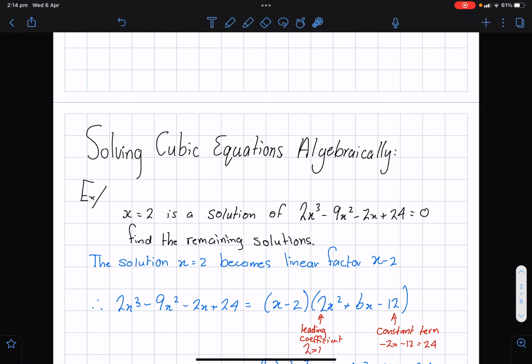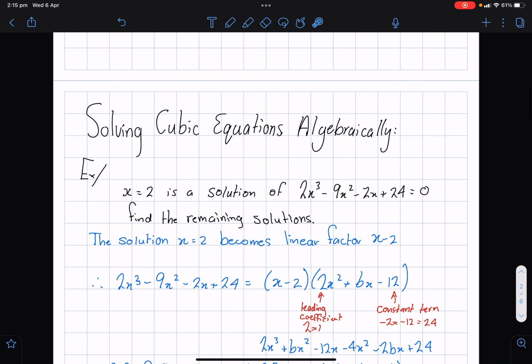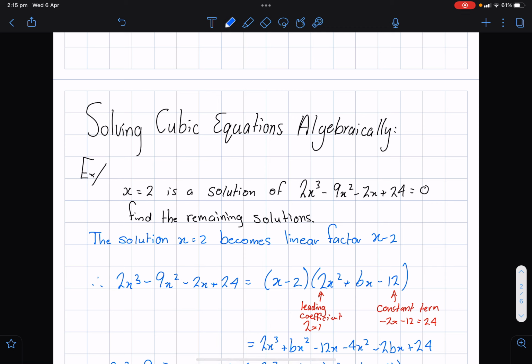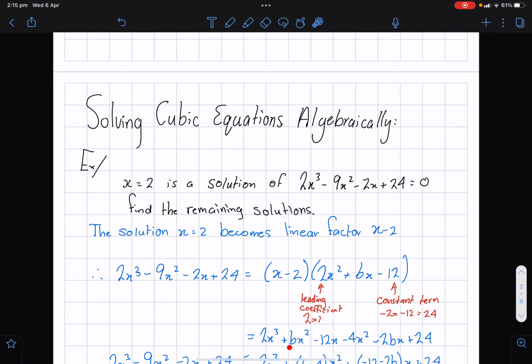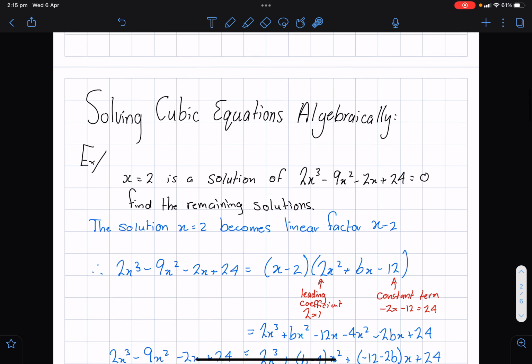Now we can also do that with our constant term. Looking at the constant term in our polynomial, we divide it by this term here, negative 2. Negative 24 divided by negative 2 is negative 12. So we've just eliminated having to find 2 extra unknowns. Just like we did before, we're going to expand this out. So x times 2x squared is 2x cubed. Then we've got x times bx, which is bx squared. Take x times negative 12, negative 12x. Take 4x squared, take 2bx plus 24.